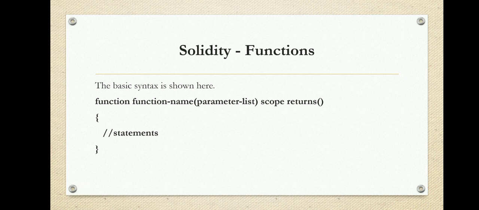Solidity also supports functions. In order to define a function, we need a keyword. Function is the keyword used to define functions. Then the function name, which is the user-defined name of the function. Within the parentheses is the parameter list, or argument list. Then we have to specify the scope, whether it's public, private, or internal. Then the function will return some data, so the return keyword will be required. So here is the syntax of a function.